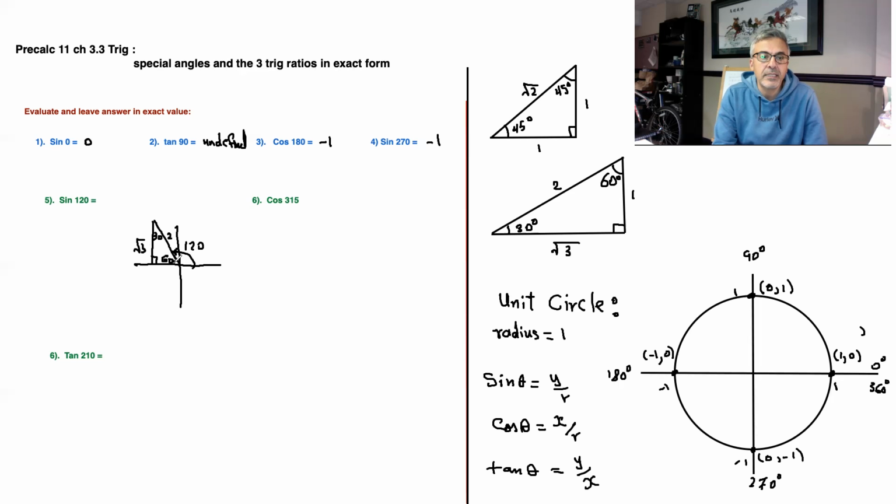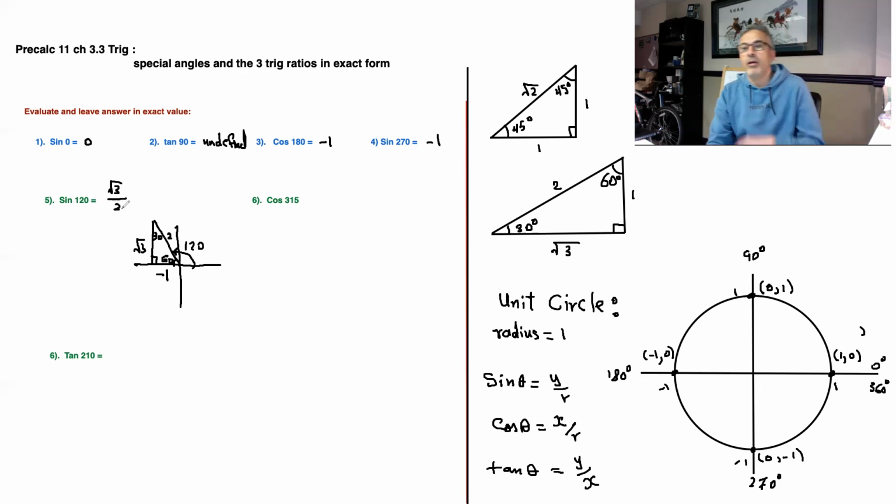So if you look at 60 here, the adjacent to it is this side here, and it is going to be -1 since the x-axis here is negative. Therefore, if you're finding sine 120, it is going to be opposite over hypotenuse, so just going to be √3 over 2.